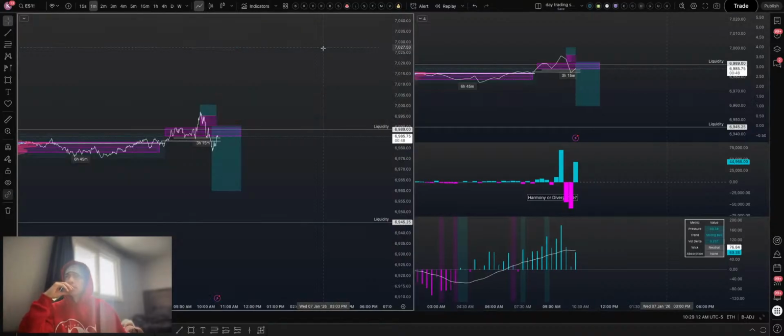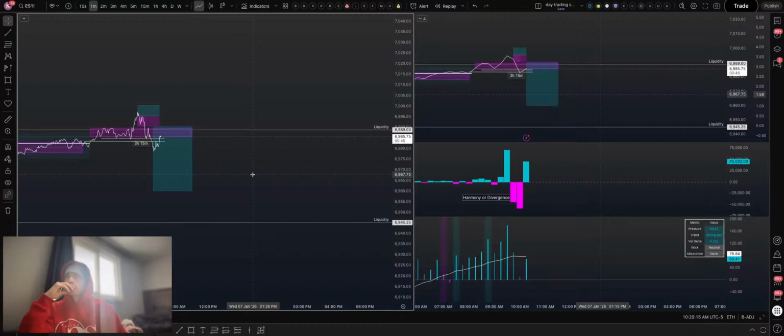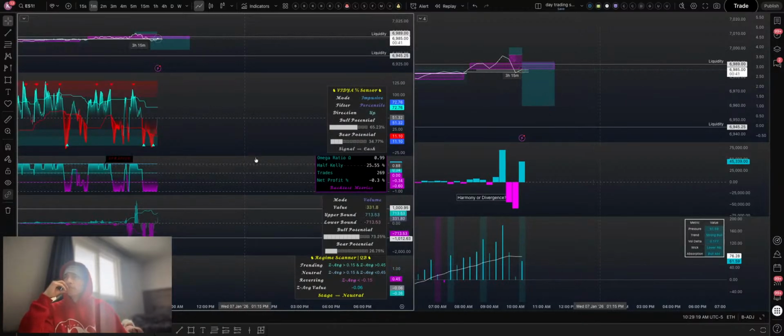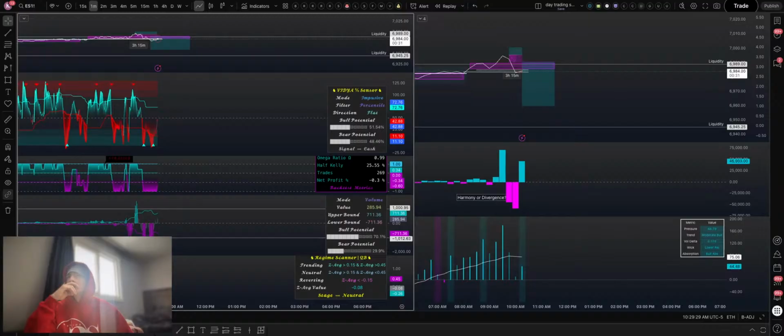It's not one specific system. There is no one hack for the markets. You are still going to have to do some work here. However, I firmly believe that if any trader is able to understand harmony and divergence, they can make a profitable career in whichever style of trading they choose.